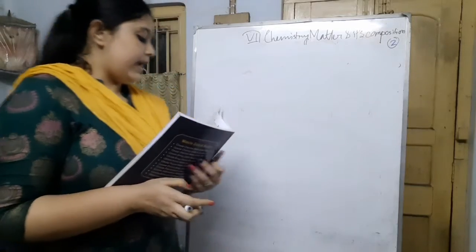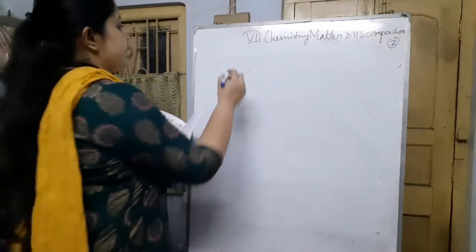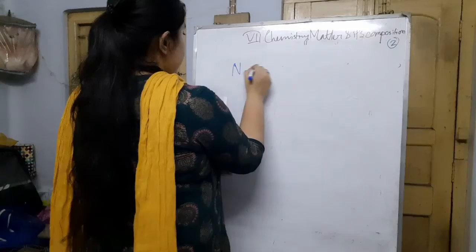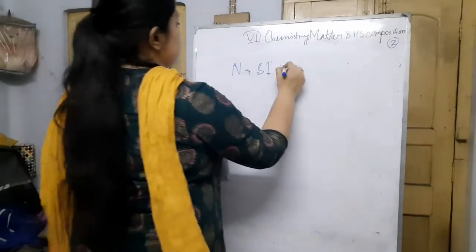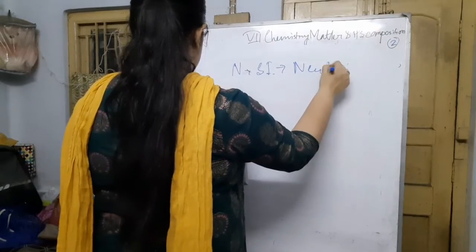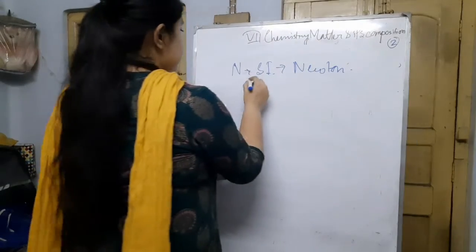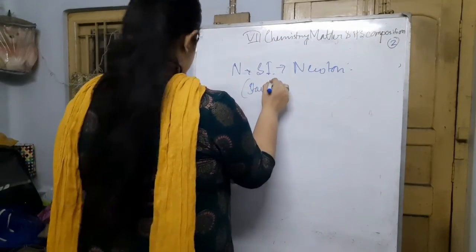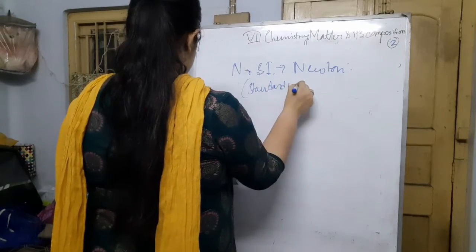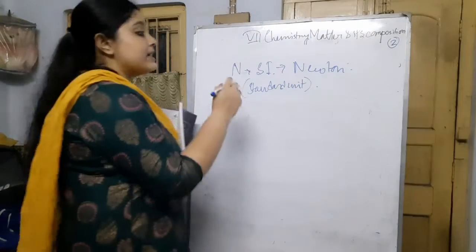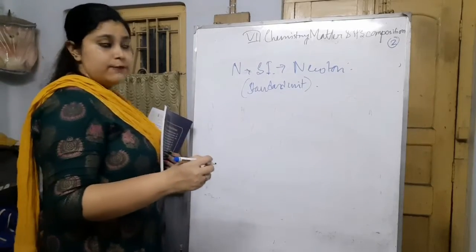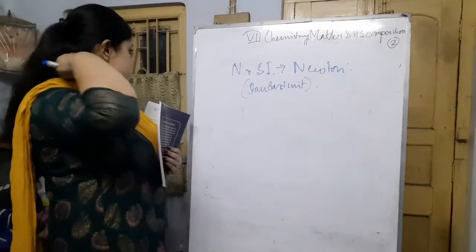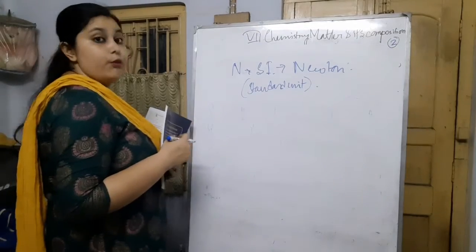What is it? N is the symbol and it is an SI unit, and N means Newton. It is a standard unit by which we can write the weight of some matter. So it is the unit for weight.